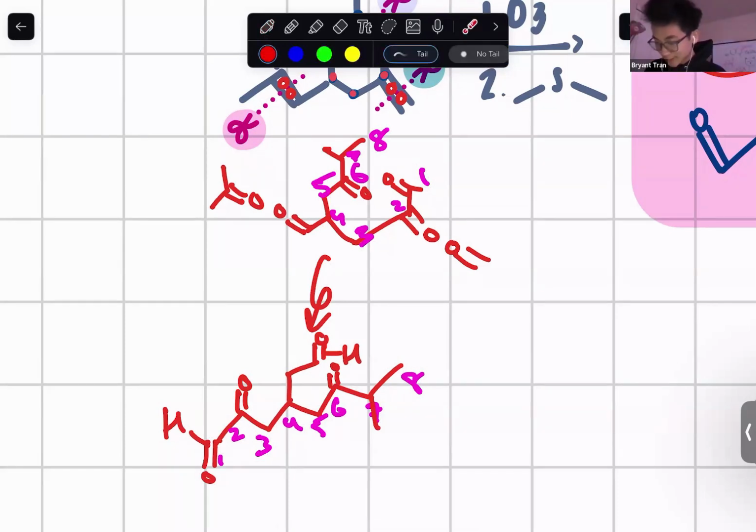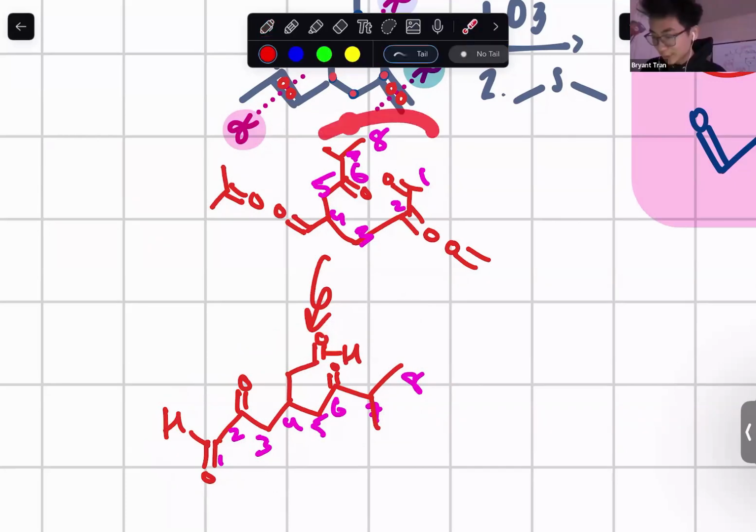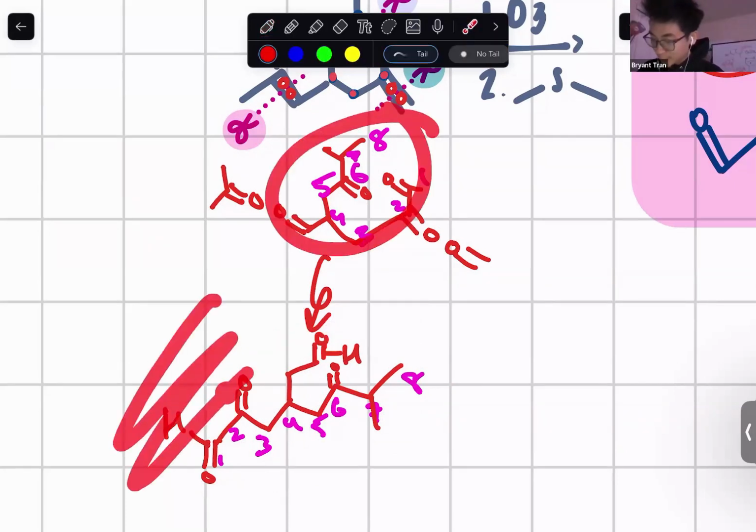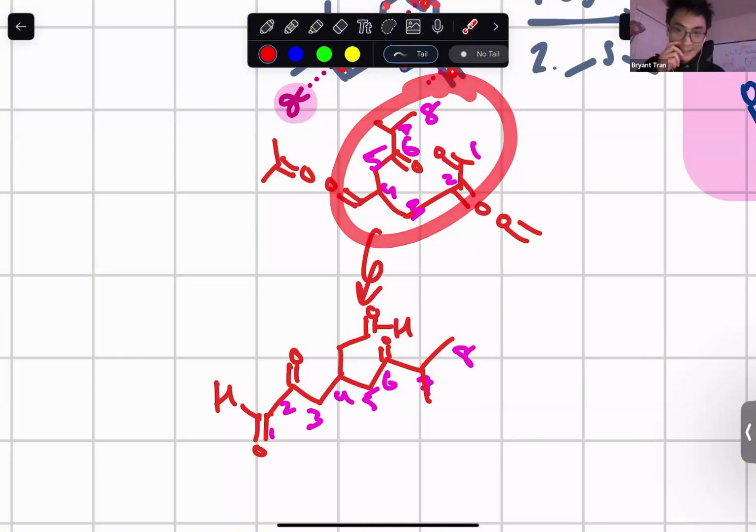So this right here looks neater and easier to grade, but you will still get full credit if you draw it like this, right? I would not draw it like this because that's going to waste some time in the test. The TA would be able to read what this is for ozonolysis.